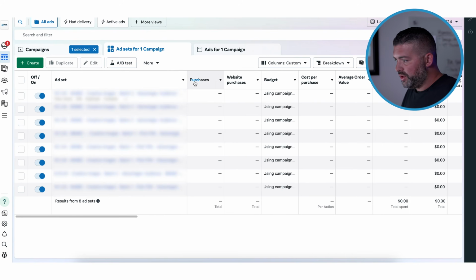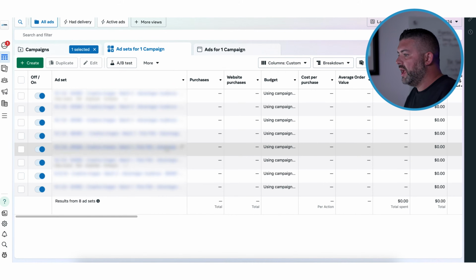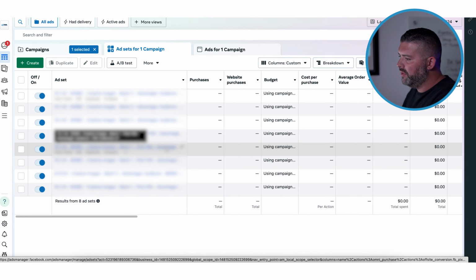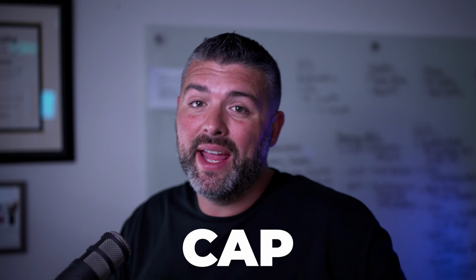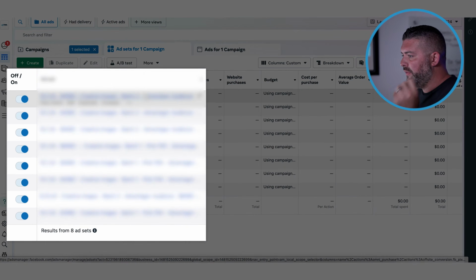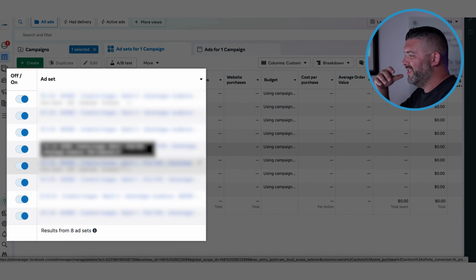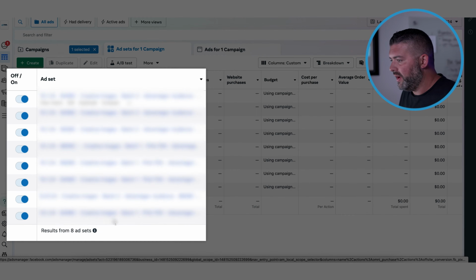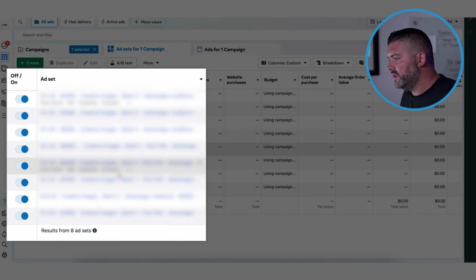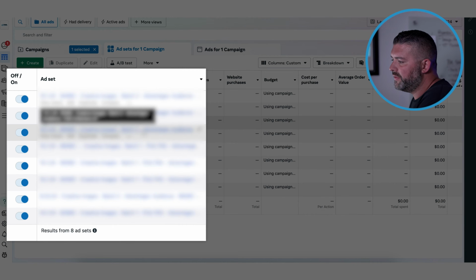The naming convention, which again is blurred out, I apologize, has the very specific date of launch, as well as the bid cap that we have set. So we have $45, $35, $55, $60, and then with the batch 2 creative, $35, $45, $55, $60, $65. So that's how we've structured.